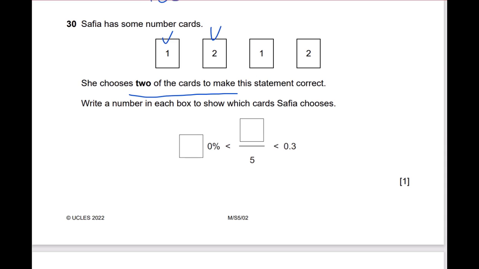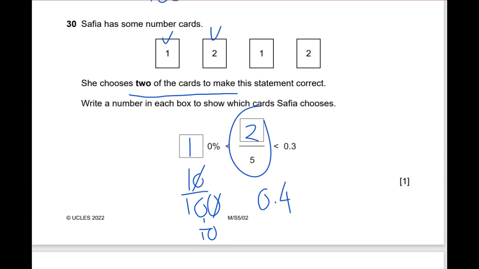So if I put 1 here and 2 here, let's check it out. 10% is 10 over 100, is 1 over 10, is 0.1, and 2 over 5 is 0.4. So this is 0.3, 0.3. So we cannot use 2 in here. So we have to use 1 because it has to be smaller than 0.2.